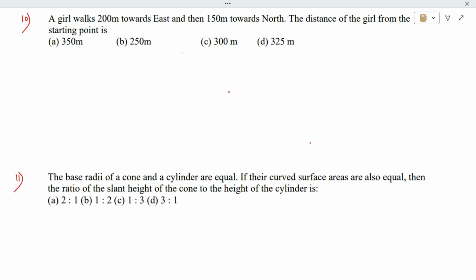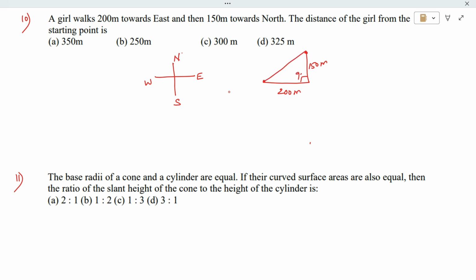A girl walks 200 meter towards east. So let us understand the direction. Direction of the east is towards the right, west is left, north is up, south is down. Okay. So now I'm going to draw the figure. A girl walks 200 meter towards east. Okay. Now she is standing here, and then 150 meter towards north. So she is now in this position. Now I need to find the distance of the girl from the starting point. So this is the distance.